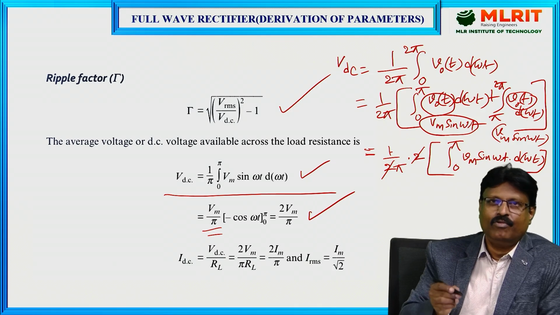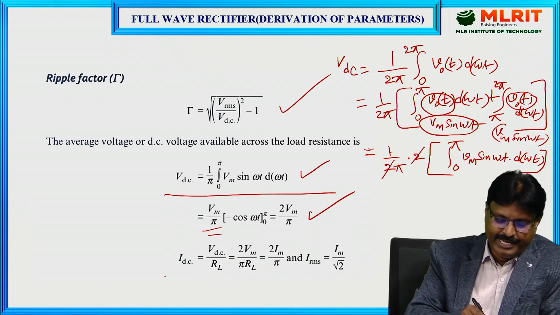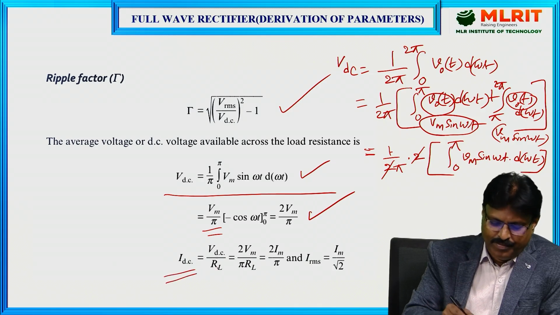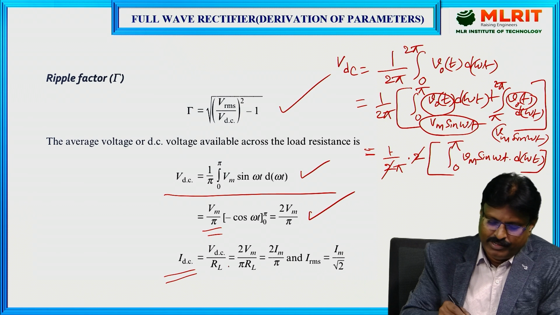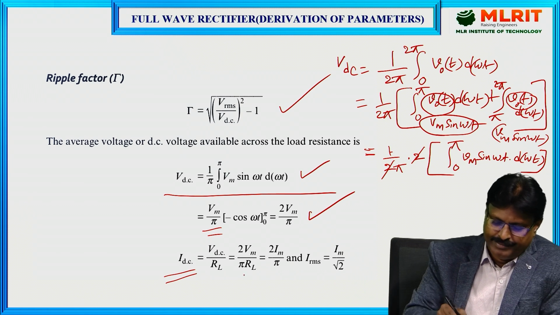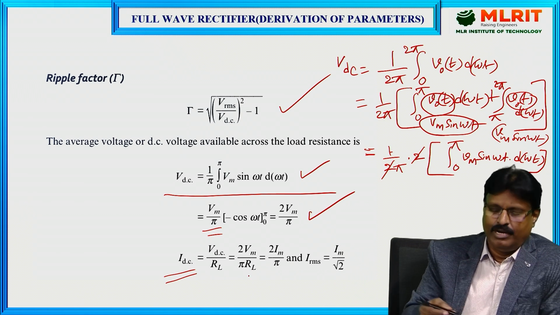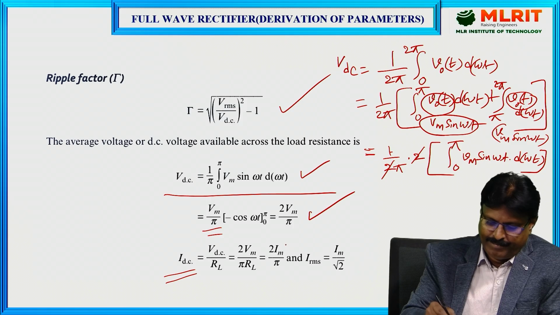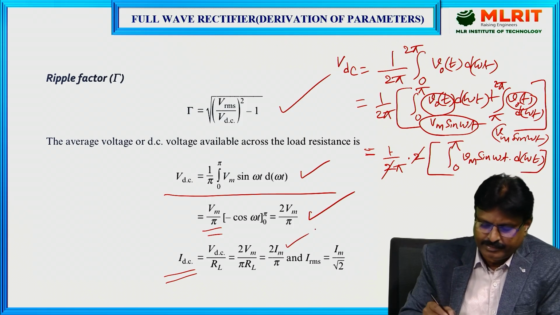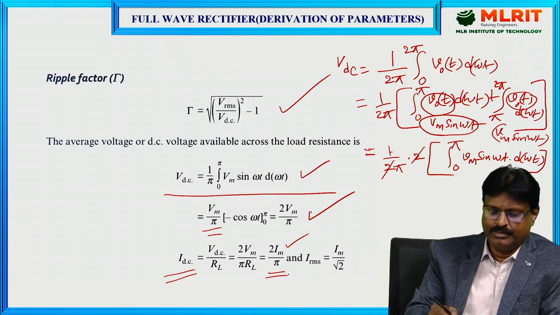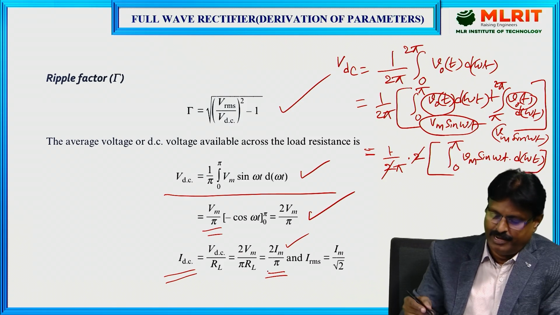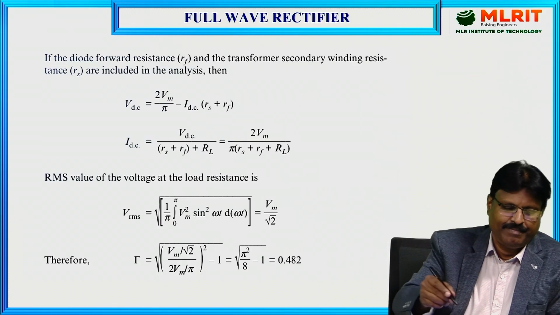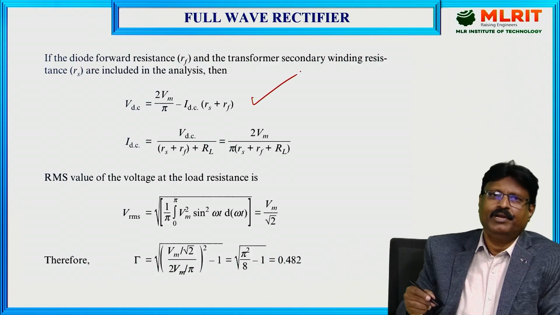If I want the value in current, that means Idc, I simply need to divide by RL. So Vdc upon RL, where RL is the load resistance. Vdc value is 2 Vm by pi, so Idc will be 2 Im by pi, and in terms of voltage, 2 Vm by pi RL. So next, Vdc can be written as 2 Vm by pi.